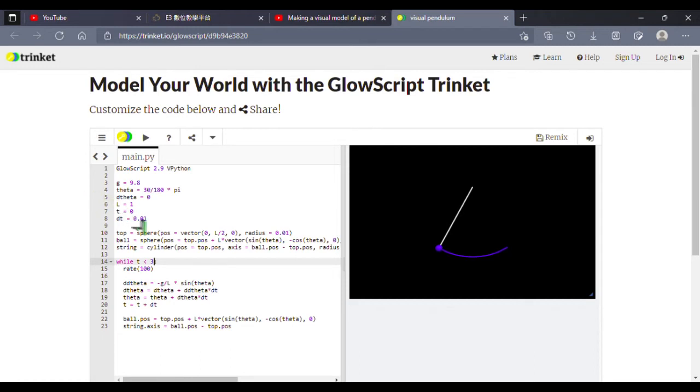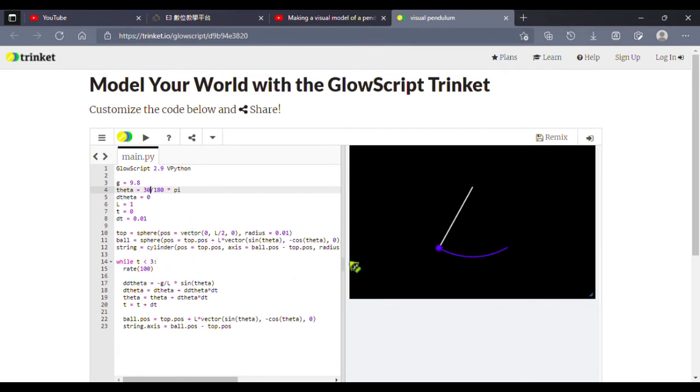So in the first section, we can see many constants here. G means the gravity constant, theta means the angle of the pendulum, and the 30 means 30 degrees, and we'll change it to the unit of radians. So we multiply by pi times 30 over 180. And d theta means the change of the angle, L for the length of the line, t for time, and dt for the change of the time.